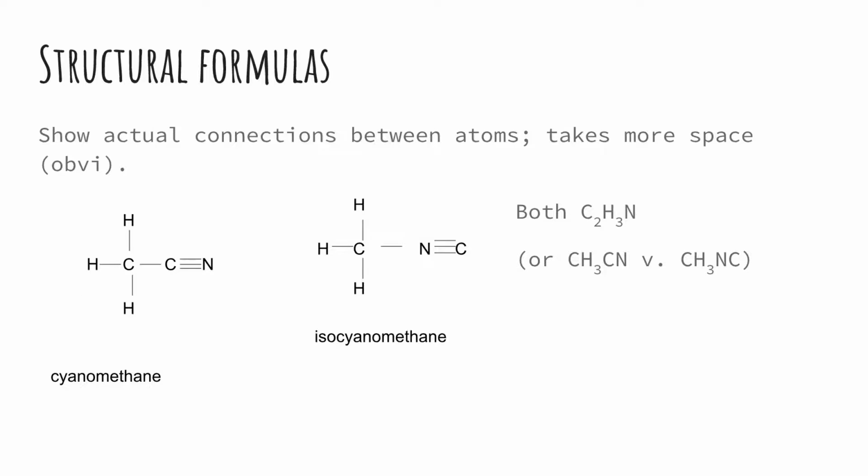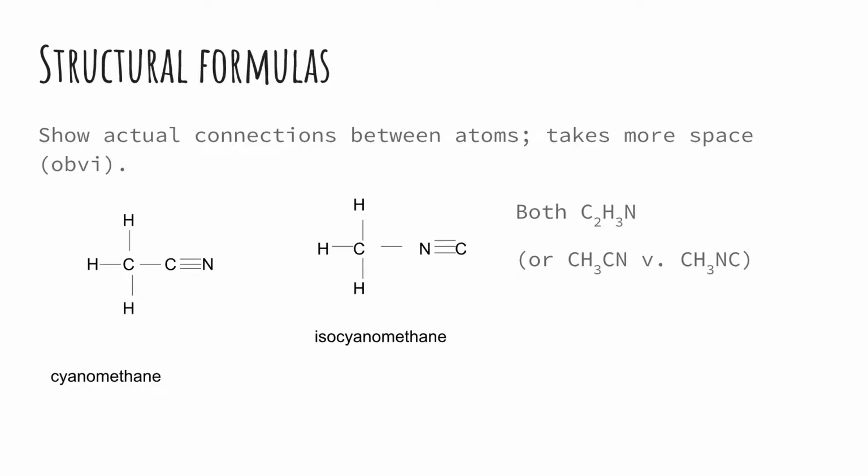Another way of writing out formulas is with a structural formula. A molecular formula just tells you how many atoms are present. A structural formula shows you the actual connections between the atoms. Now, it takes more space, obviously, but it gives you information that a chemical formula, the molecular formula, doesn't show you. For example, here we have cyanomethane and isocyanomethane.